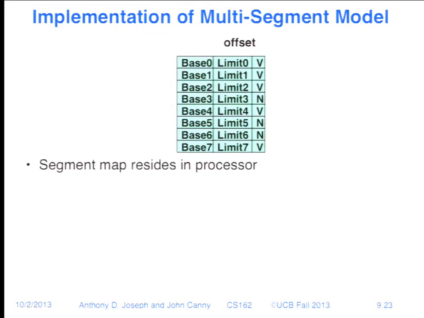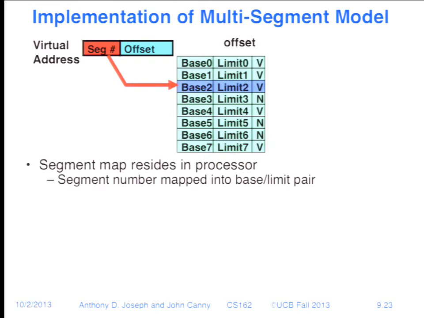Okay, so let's look at this multi-segment model. The addresses that the CPU manipulates can now be divided into two parts. The higher order bits form a segment number, and then the lower order bits are an offset. In order to do the mapping from each segment into physical memory, each segment number indexes into a table, and the table contains both the limit and the base values, and also, typically, a single valid or invalid bit. What the valid-invalid bit allows you to do is specify a map or a pattern of memory that's not everything.